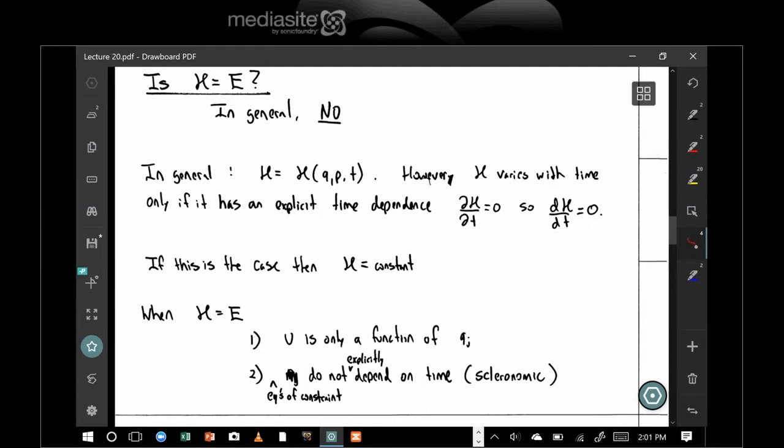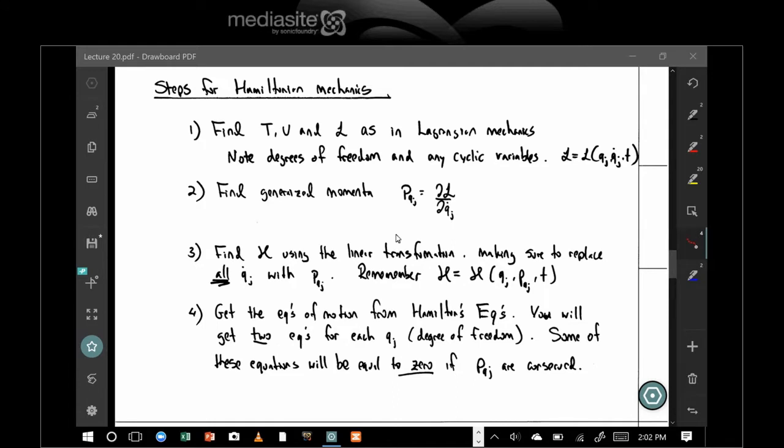Okay, so how do you do problems in Hamiltonian mechanics? You notice the equations of motion are quite simple. However, the method to get to those equations is more cumbersome. So in my opinion, it's a lot easier just to do things in Lagrangian mechanics. But this is the method. The first thing you need to do is find the Lagrangian. So you have to look at the system and do everything you need to do for Lagrangian mechanics up to the point of getting the Lagrangian: equations of constraint, degrees of freedom, kinetic energy, potential energy, write the Lagrangian.